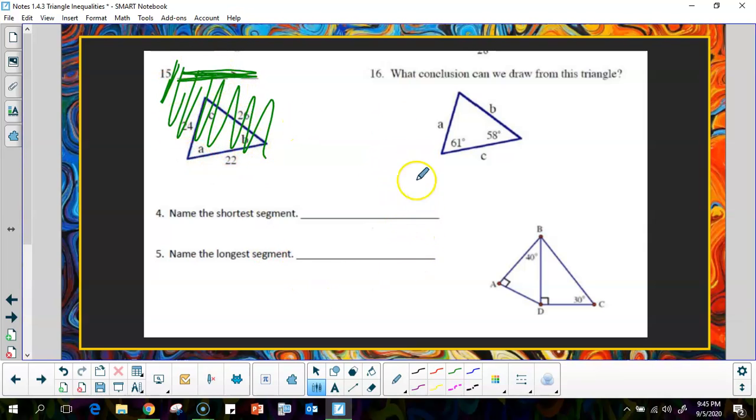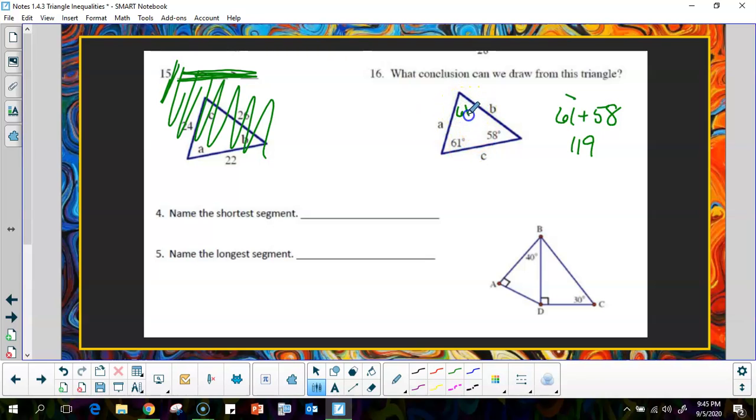We can look at number 16. What conclusion can we draw from this triangle? Well, first of all, we've got a 61-degree angle and a 58-degree angle, and we can find that third angle by adding together 61 plus 58. I'm going to get my calculator out and make sure. I'm not very good at doing this stuff in my head, believe it or not. Plus 58. That's 119. 180 minus 119 is 61.